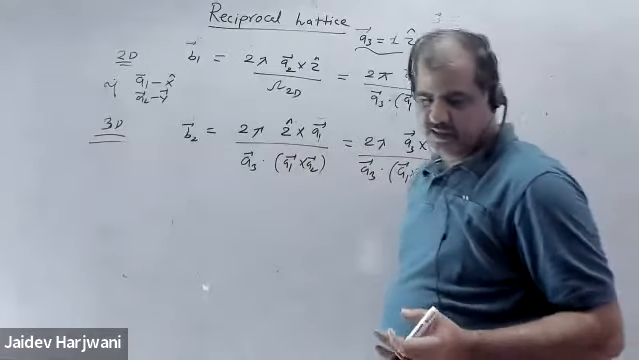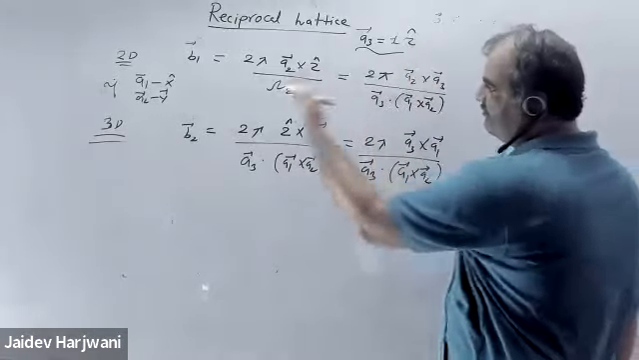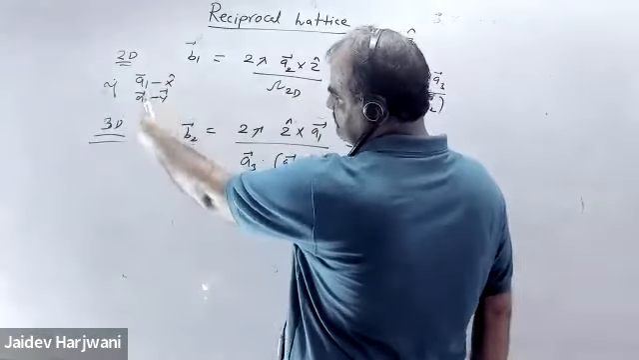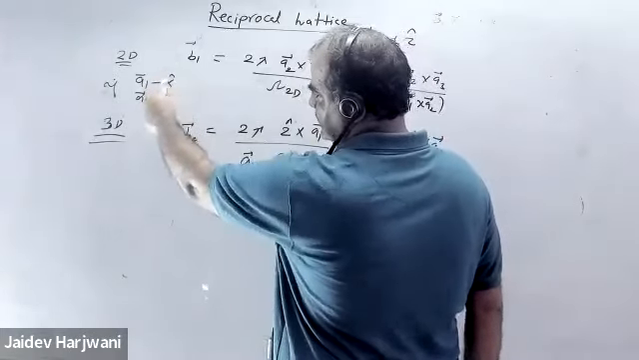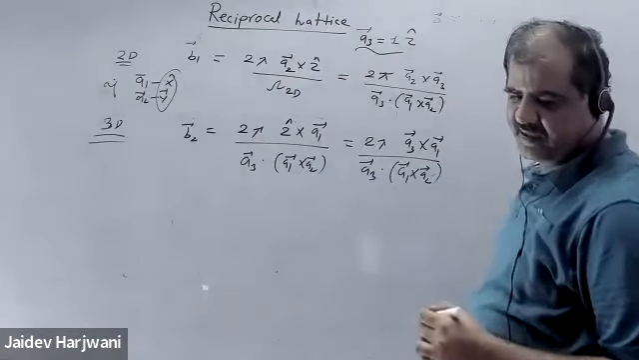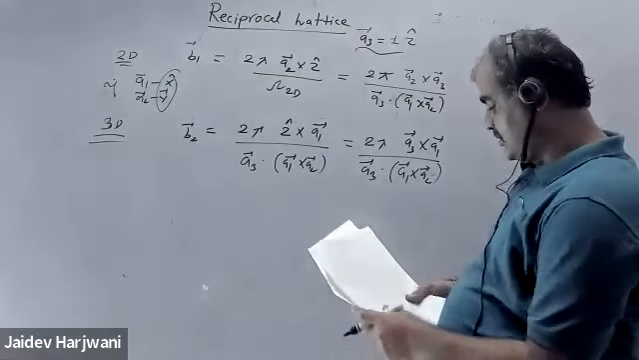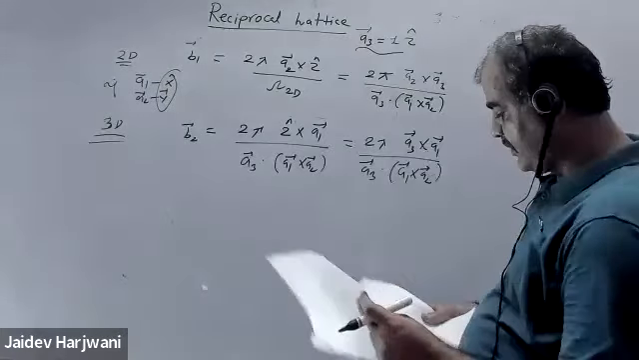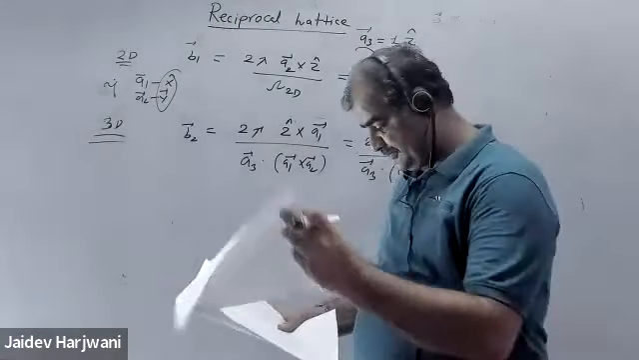Only A3 you can consider as z if the plane is XY, if they are given in the XY plane. The perpendicular vector of this one, you can consider as unit vector A3, okay. So this is your formula in 1D and 2D, okay. So let us solve some problems.